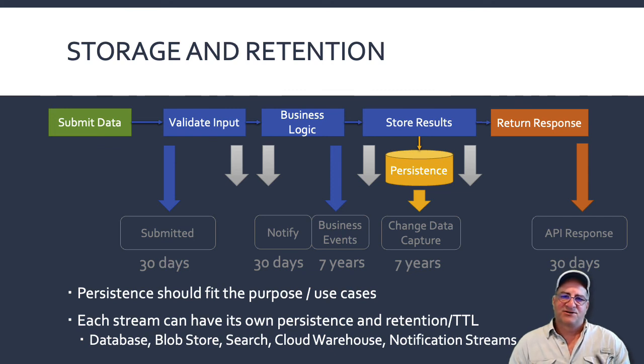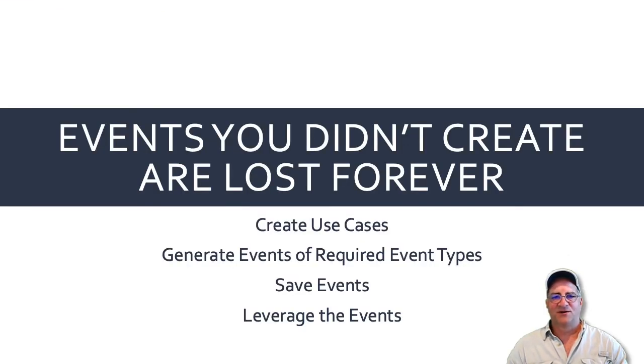And so each stream would have its own persistence, its own TTL, and they would have their own persistence type. We could use database, we can use blob store, we could use like an Elasticsearch, we could use a cloud warehouse, or we could just use the stream buffers themselves, and we would just leave this thing in the buffers for 30 days, and if anybody else needed access, they'd go to the stream storage. So that's another way to do it.